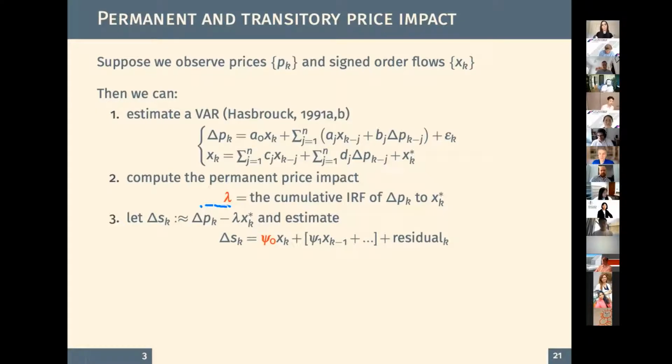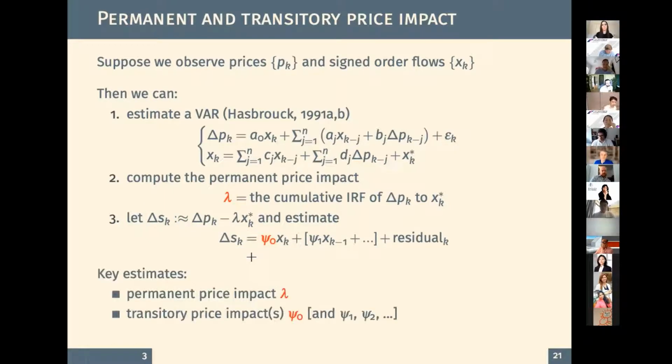Okay. Once you estimated this permanent price impact, take it out from the changes in the price and call whatever is left the approximation for the change of the price pressure. It is not exactly the price pressure, but it is an approximation. And then you can do the regression of regressing this residual on the order flow here, X_k, to get the sensitivity psi 0. And that's my focus. That's what I call the transitory price impact. Okay. That's one way to estimate it.